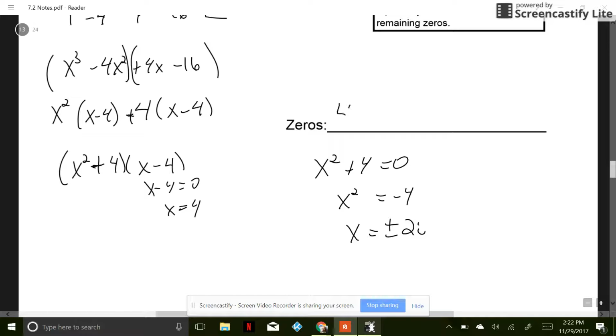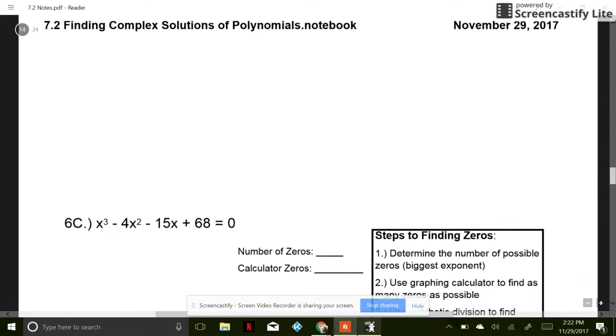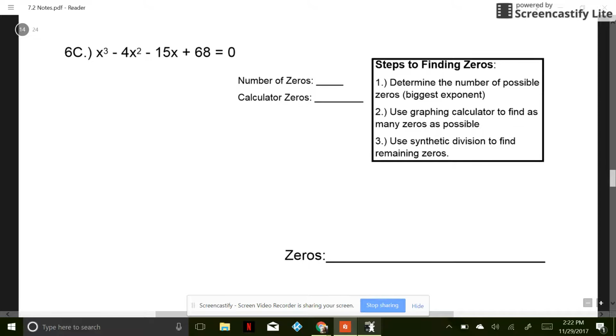So our zeros, we have 4, which has a multiplicity of 2 because it's occurring twice, and then a positive 2i and a negative 2i. All right, we should have 3 zeros because that's our highest power. So let's plug it in.